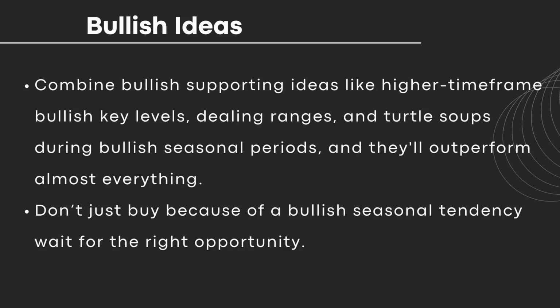So the first protocol is to combine bullish supporting ideas like higher time frame key levels, dealing ranges, market profiles, and so on during bullish seasonal tendencies, and it will outperform everything else, right? That will make sure you have the best accuracy. The second protocol is to use it as a confluence, right? Don't just buy because there is a bullish seasonality, but instead wait for the right opportunity and framework before buying it. And that framework will be derived from concepts like key levels, dealing ranges, and so on, right?